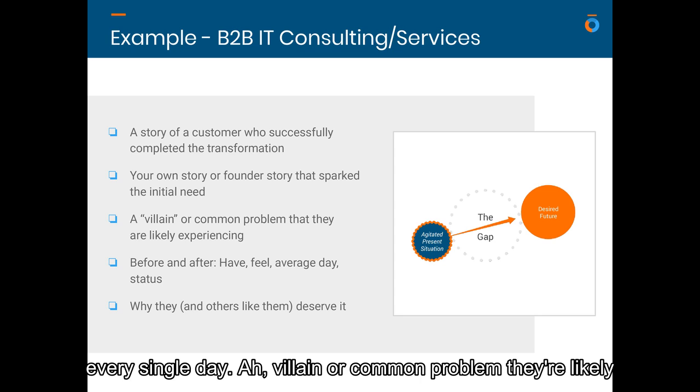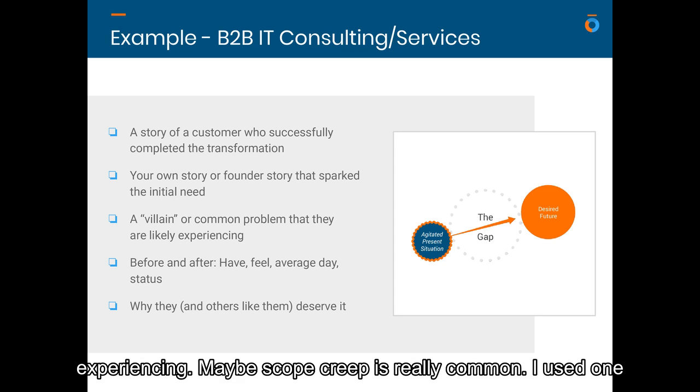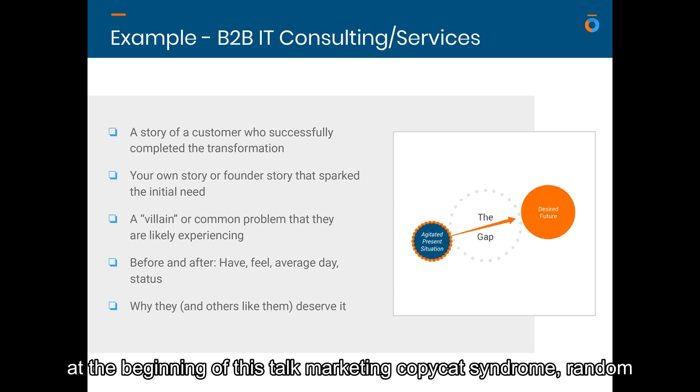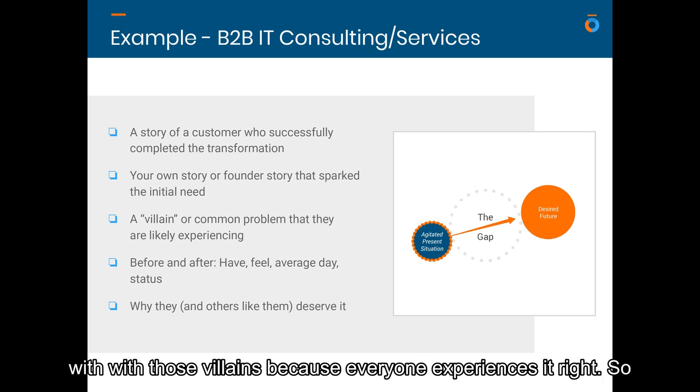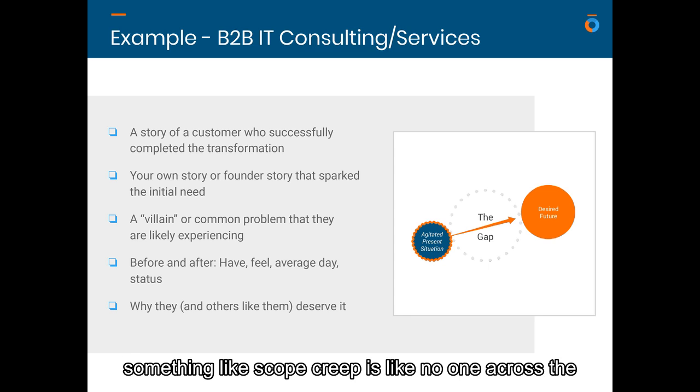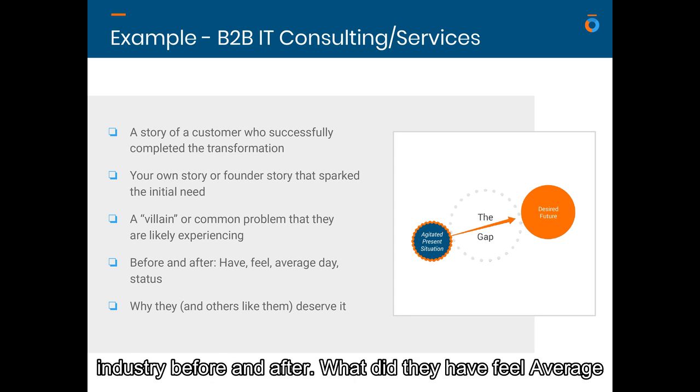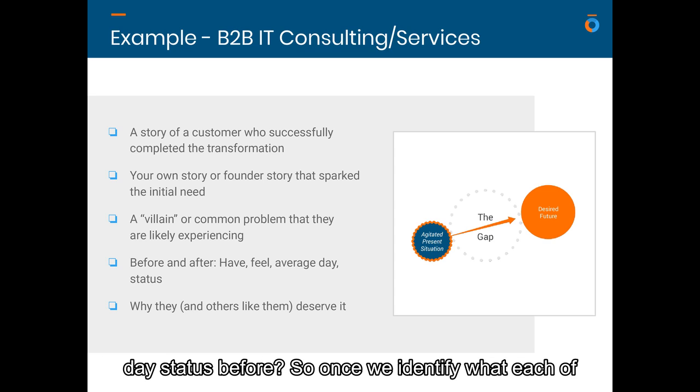A villain or common problem that they're likely experiencing. Maybe scope creep is really common. I used one at the beginning of this talk: marketing copycat syndrome, random acts of marketing. These are villains, and people resonate with those villains because everyone experiences it, right? Something like scope creep is known across the industry. Before and after: what did they have, feel, average day status before?